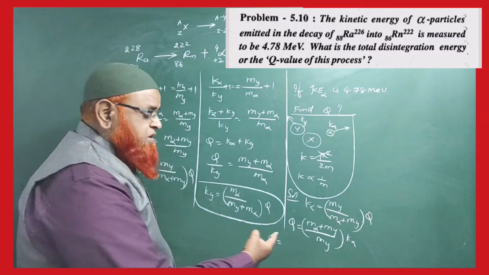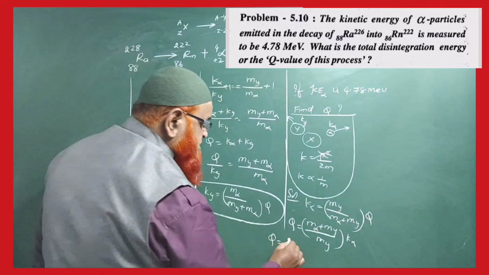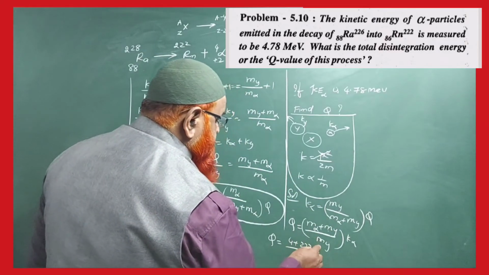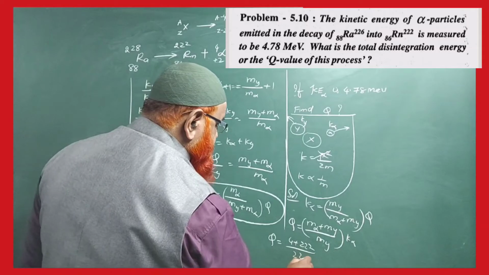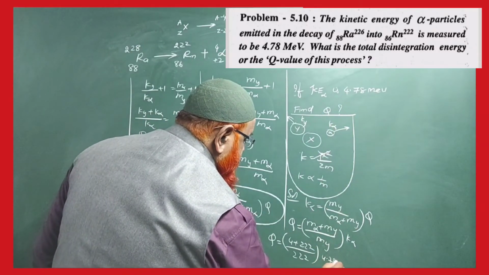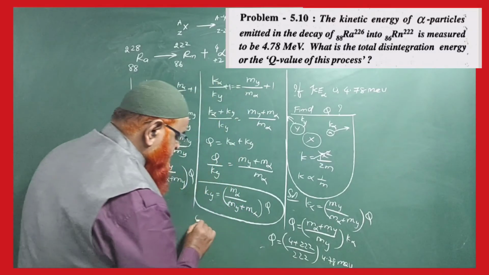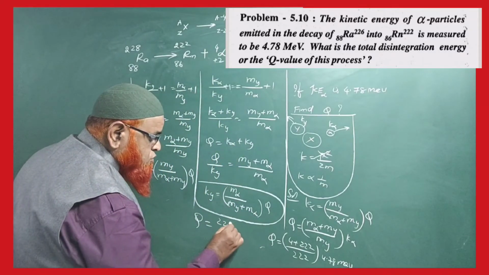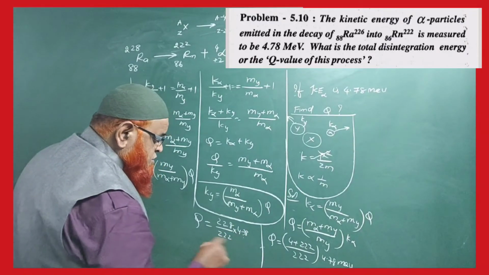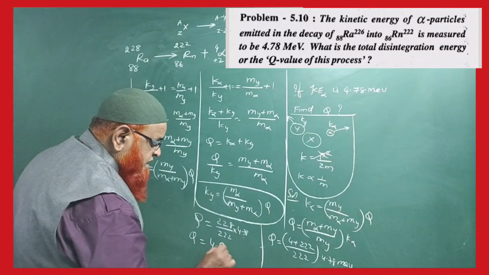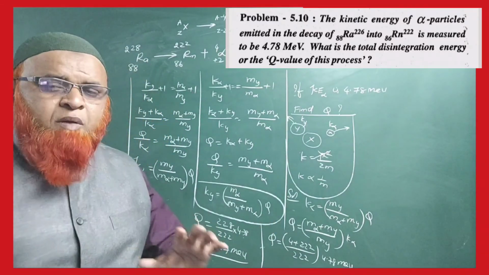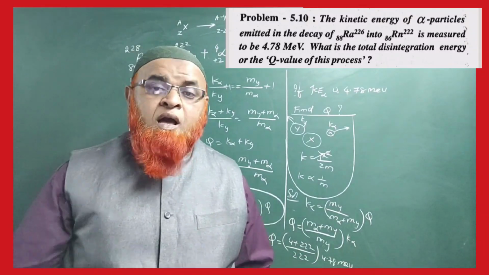What is M alpha given here? M alpha is the mass of alpha, which is taken as 4, plus the mass of daughter nuclei, which is taken as 222, by the mass of daughter nuclei, which is again 222, into the kinetic energy of the alpha particle. It is given as 4.78 million electron volts. Therefore, you can write Q is equal to, adding them, 228 by 222 into 4.78. After solving this, we get 4.87 million electron volts, which is the solution here. So this type of problem can be done very easily by using this method. Thank you very much.